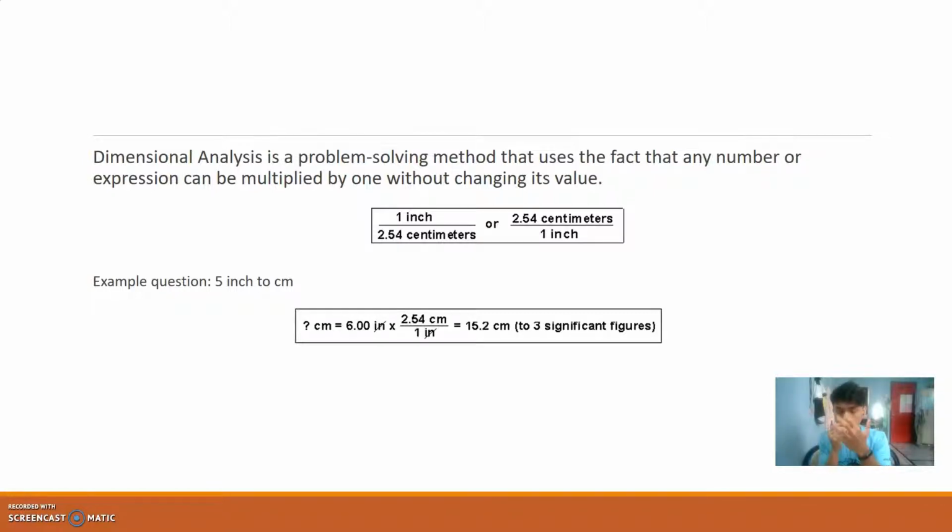For example, inch. If you want to change inches to centimeters, we need to use the conversion of 2.54 centimeters to 1 inch, and account for how many centimeters are in 1 inch. For example, for 5 inch, we need to use this kind of formula, to change from inch to cm, where 1 inch is equal to 2.54 cm.